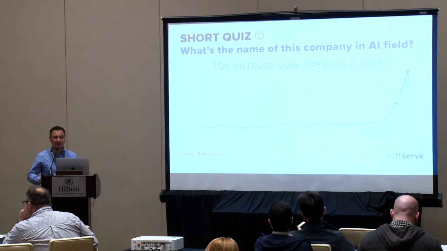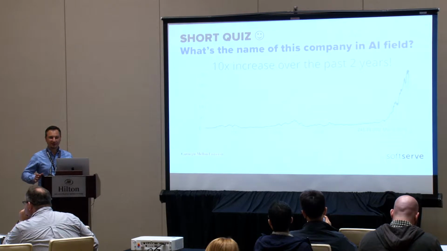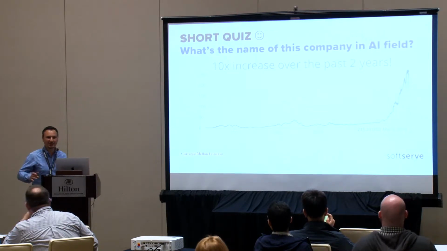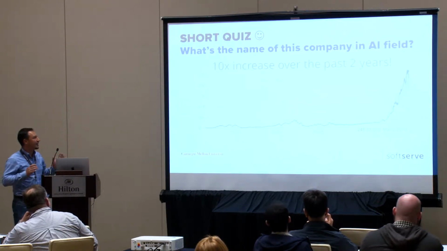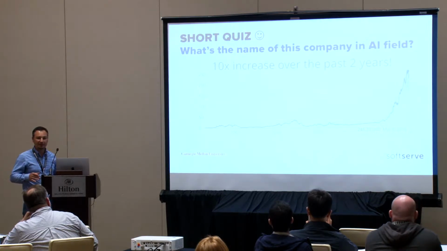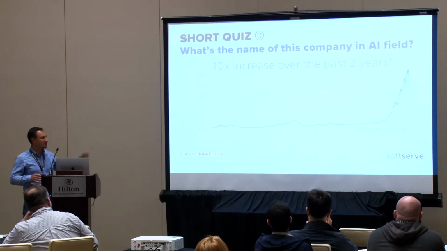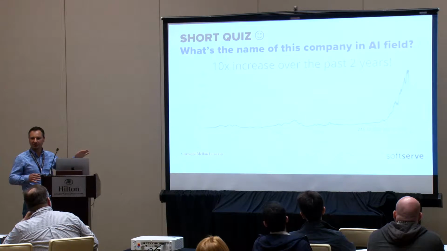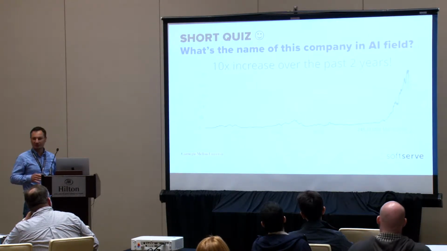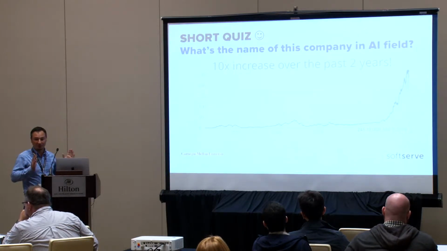And first, let's start with a short quiz as a part of our gamification activities. So guess what is the name of this company in AI field? And you may see it was flat for many, many years, and just 2 years ago it started growing like crazy. So if you had put 100K, for example, you would have received 1 million today, just a side note.